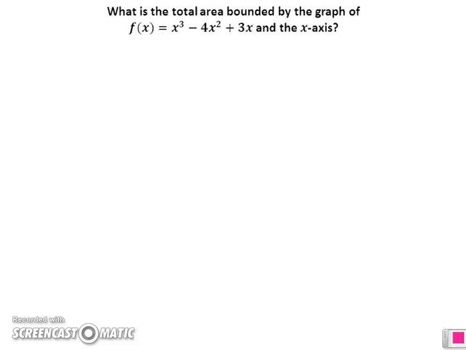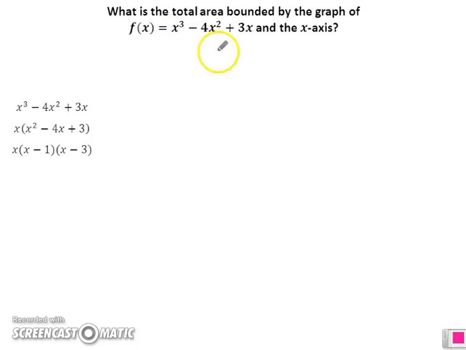What is the total area bounded by the graph of f of x equals x cubed minus 4x squared plus 3x and the x-axis? So bounded by the graph of that function and the x-axis. So first, let's do a little pre-calc review, and I'm going to factor this, find its zeros. It's a cubic function, and it's positive here. So when you think about end behavior, it's going to go down to the left and up to the right because it's an odd exponent and a positive coefficient. So it climbs to the right, and they go in opposite directions because of the odd exponent.